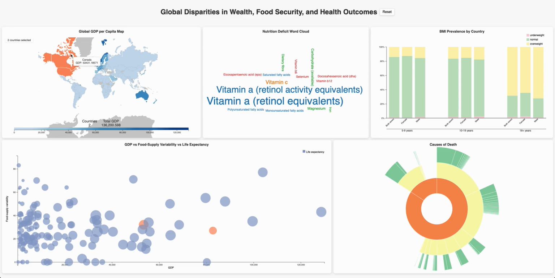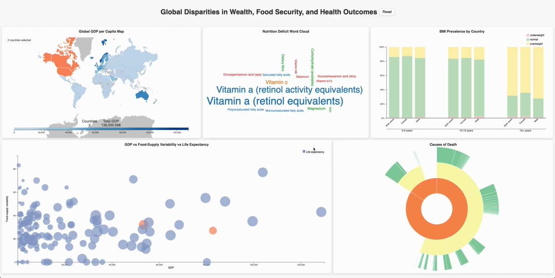Now the charts are updated, and in the nutrition deficit word cloud, the terms are uniformly small. So it tells us that no major nutrient falls substantially below the global mean in these countries, and there are effectively no large deficits. However, the BMI prevalence chart for Canada and the US reveals that over 50% of the adults are overweight. Children and adolescents also show significantly high overweight rates, and this highlights overnutrition rather than undernutrition across all age and sex groups.